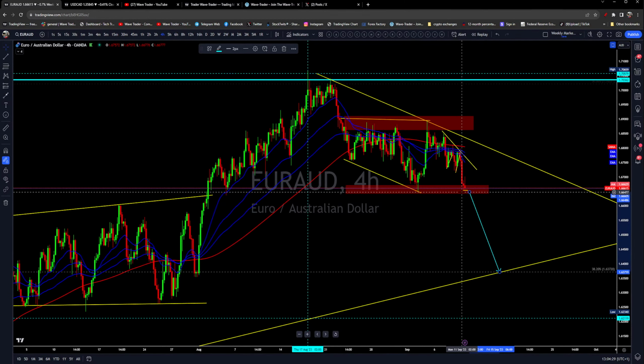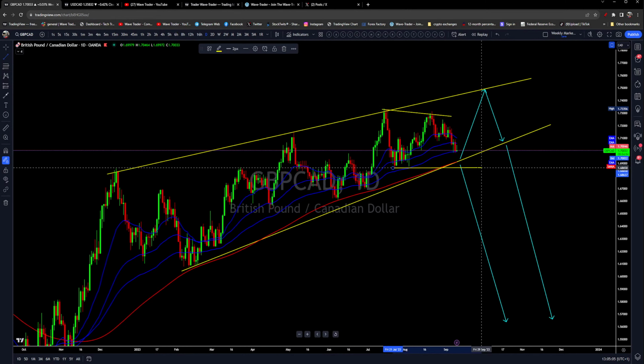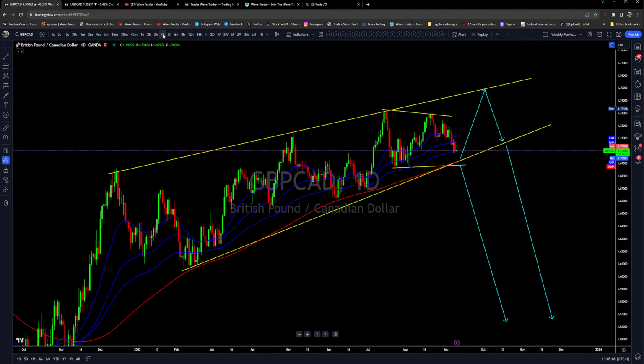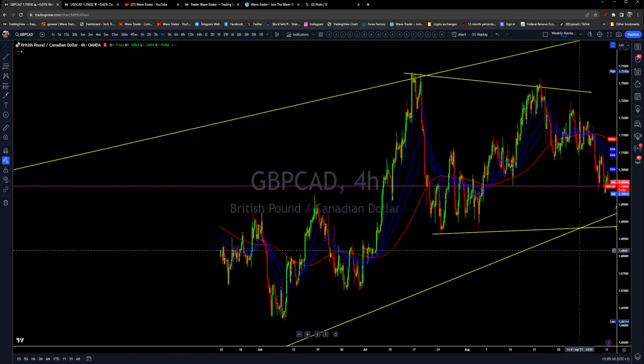Okay, so Pound CAD is also dragging lower. Pound CAD is already within those moving averages. If I remove that, we can still see another leg higher within that wedge. This is the structure. We still may see another push from there. Right now, it just continues to keep falling within these areas.